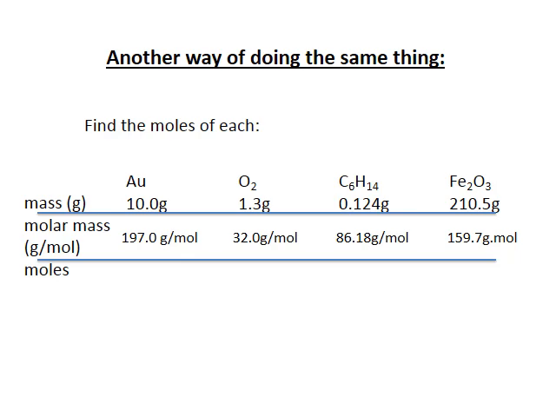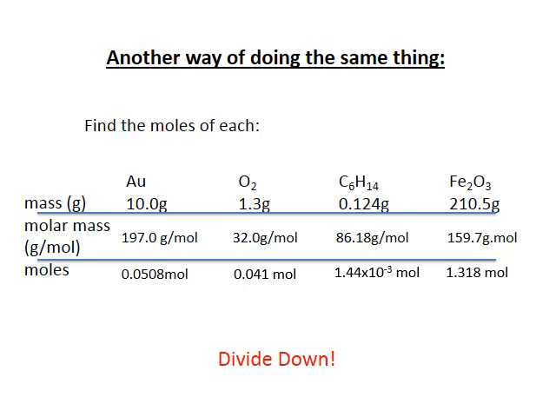So in order to get from mass to moles, I divide down. One thing I tell students is that the D and the D go together, so dividing down. So if I need to go down the table, I need to divide. And if I do that, I get the corresponding quantities of moles for each of these substances. Pretty simple, pretty easy.